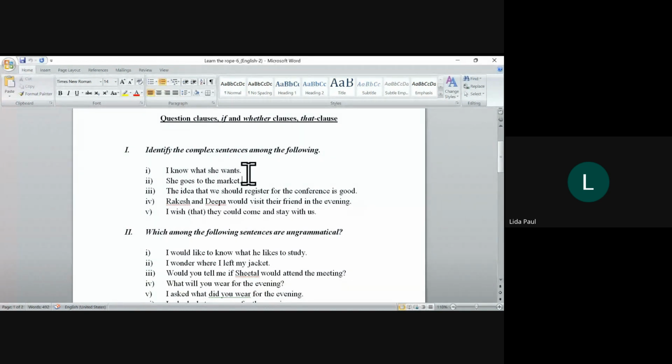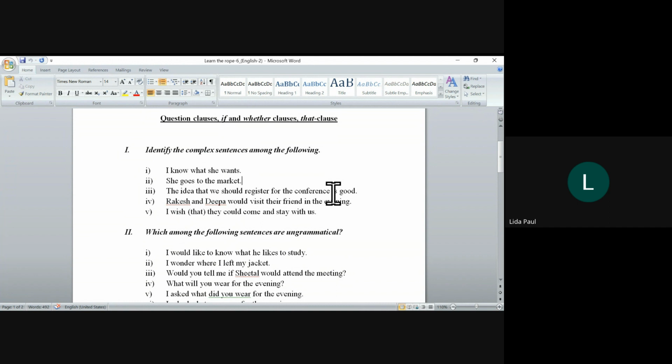Okay. All right. Now, she goes to the market. It's not complex. It's a simple sentence, right? "She goes to the market" is a simple sentence, right? No clause present here. And again, for this, you should know what a clause is. A clause should have a verb of its own, right? Unless you have a verb in it, you cannot call it a clause. Here you have "to the market," which is also a complement to the verb "go," but this is definitely not a clause. This is a simple sentence.